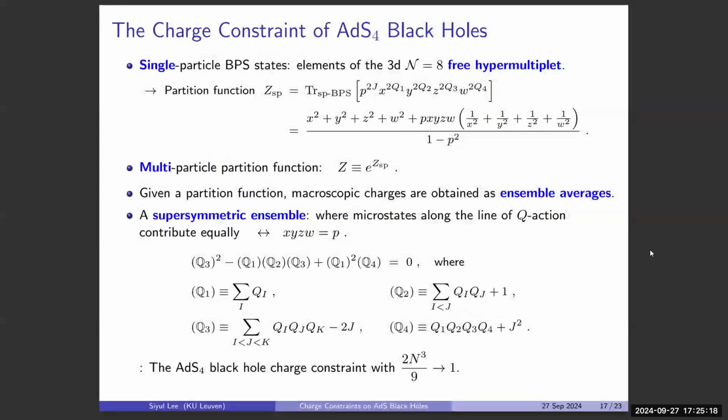You get the answer for the charges, and finally impose that the states along the line of the Q action, along the diagonal red line, are counted with equal statistical weight. Then you recover the same charge constraint for the AdS4 black holes.